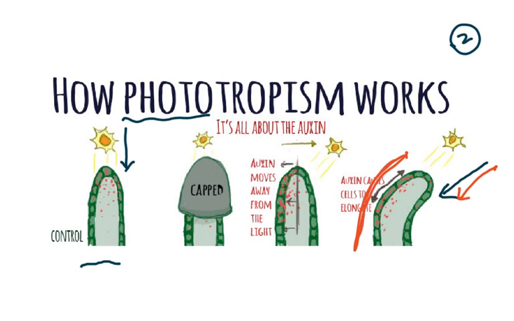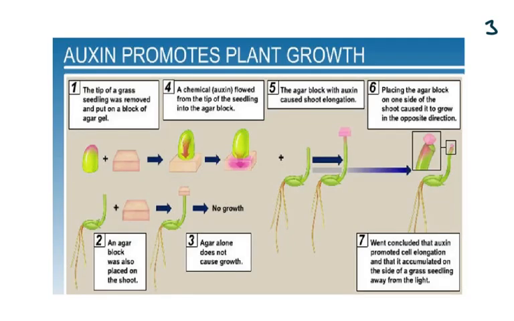And what does it cause? It causes the cells to elongate. So cells become longer, so these will grow more. So the shoot will grow towards the light because auxin is more on the other side, not towards the light side, but the other side, this side. So this is how phototropism works. Now you must know the difference between phototropism and geotropism. Okay, now how does this work?